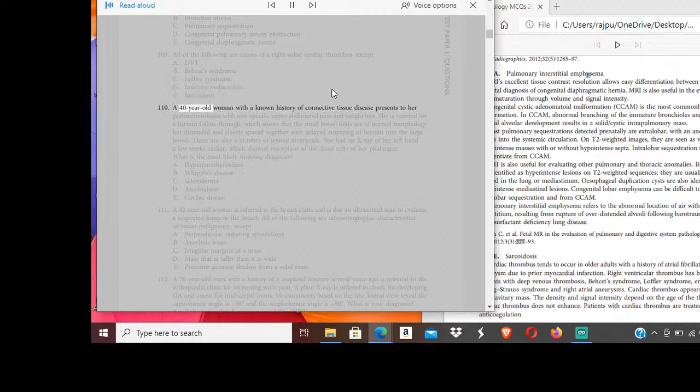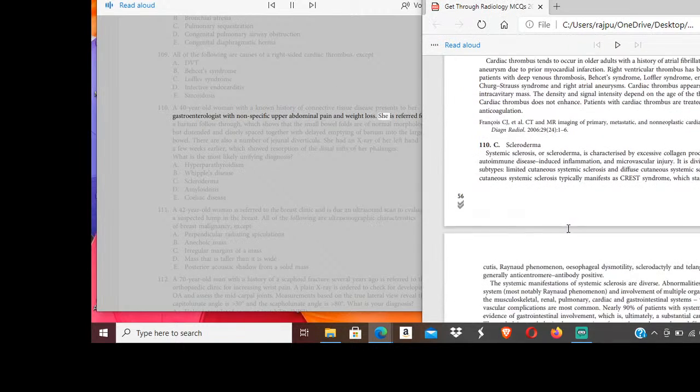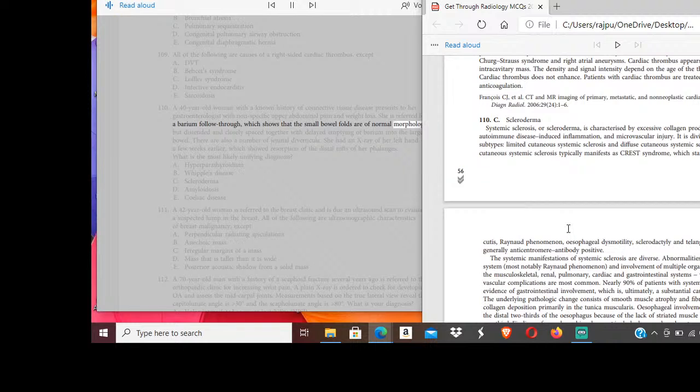110. A 40-year-old woman with a known history of connective tissue disease presents to her gastroenterologist with nonspecific upper abdominal pain and weight loss. She is referred for a barium follow-through, which shows that the small bowel folds are of normal morphology, but distended and closely spaced together with delayed emptying of barium into the large bowel. There are also a number of jejunal diverticula. She had an X-ray of her left hand a few weeks earlier, which showed resorption of the distal tufts of her phalanges. What is the most likely unifying diagnosis?